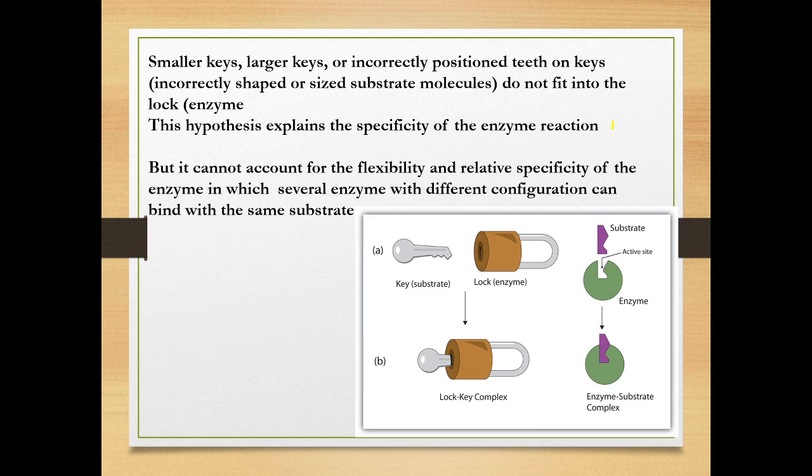That means the enzyme sucrase only digests sucrose. It does not digest protein. So that is specificity. But it cannot account for the flexibility and relative specificity of the enzyme, in which several enzymes with different configurations can bind with the same substrate. There are several enzymes which can bind to the same substrate.